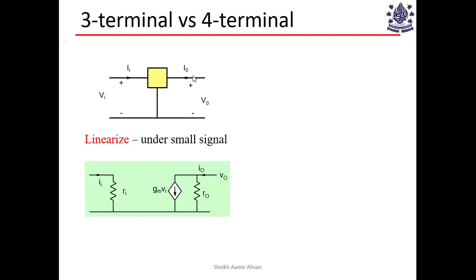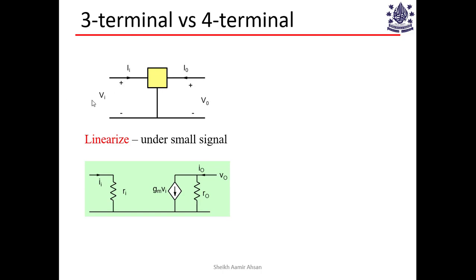So I naught here is a function of two things. It's a function of Vi, it's also a function of V naught, and therefore the total I naught can be given as a summation of these two currents. You have this current that flows through this resistance, and you have another branch which is a voltage dependent current source. Now Gm is the transconductance times Vi, which is the small signal input voltage. I hope you are able to recognize the difference between these symbols.